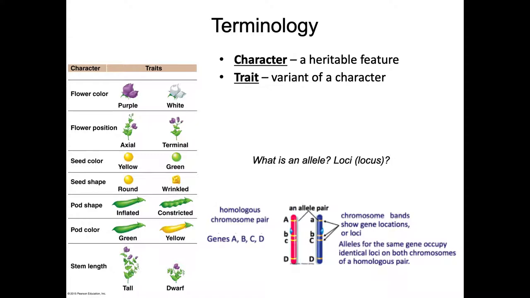whereas the color of our skin, that's a character. We could have the trait for light skin color or dark skin color. The shape of our eyes is a character. We could have the trait for a more almond eye shape or a more rounded shape.